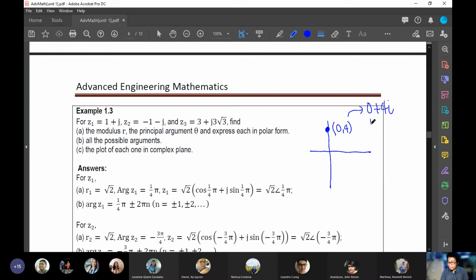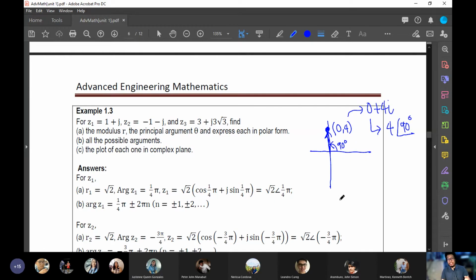Now, what would be its equivalent polar form? How would you write this number in polar form? 4 bar angle 90. This is 4 bar angle 90 degrees. Simply because the length of the line of this one is 4. Okay, and this angle is simply 90 degrees.